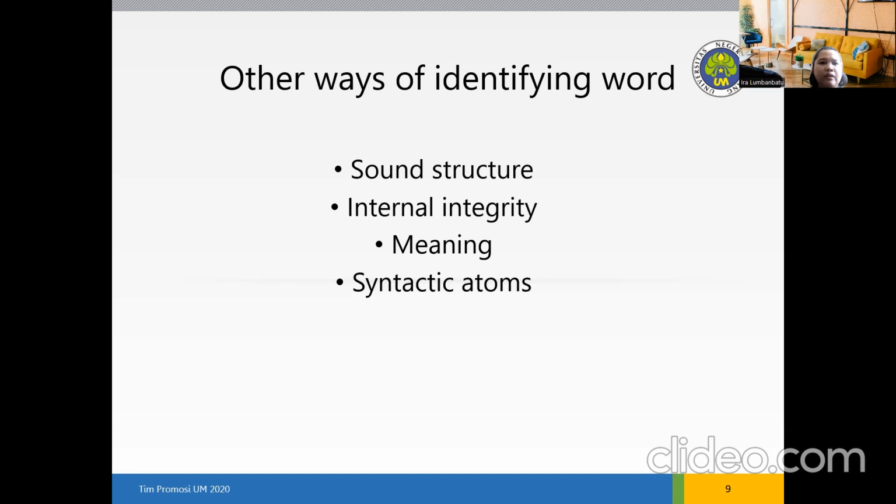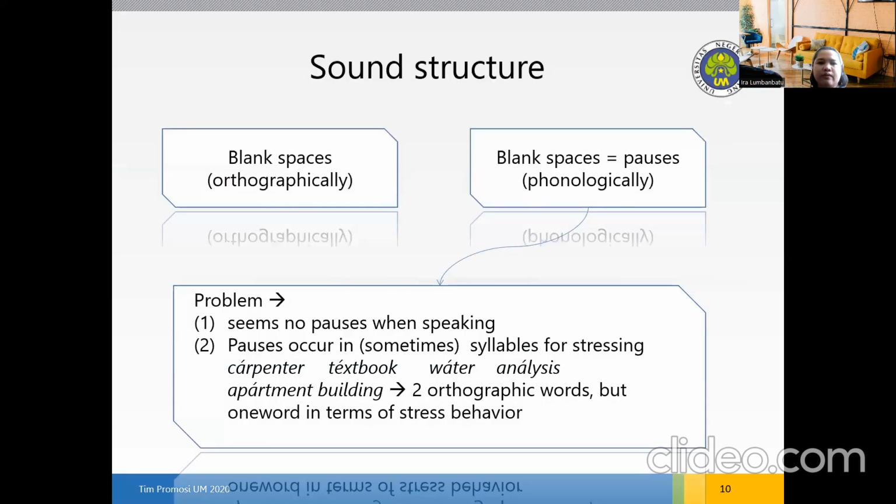Okay, so now let us see other ways of identifying words. We have four here: sound structure, internal integrity, meaning, and syntactic atoms. So we start with the first one, sound structure. We have discussed orthographic words, where we try to see how many words are in a sentence by considering the blank spaces.